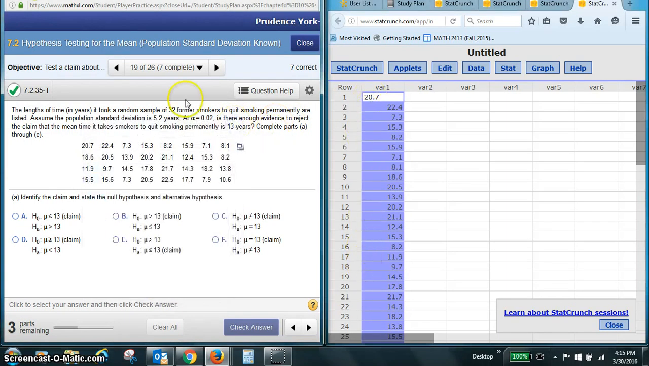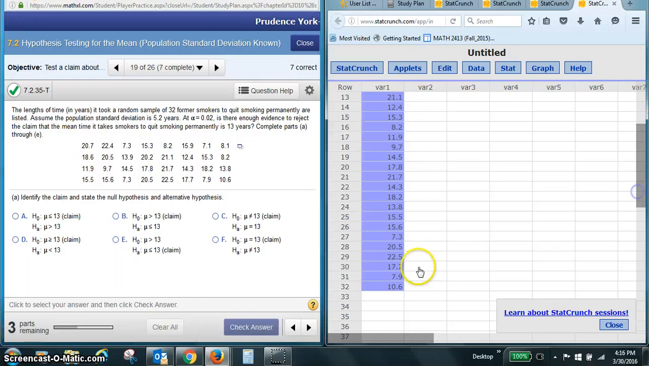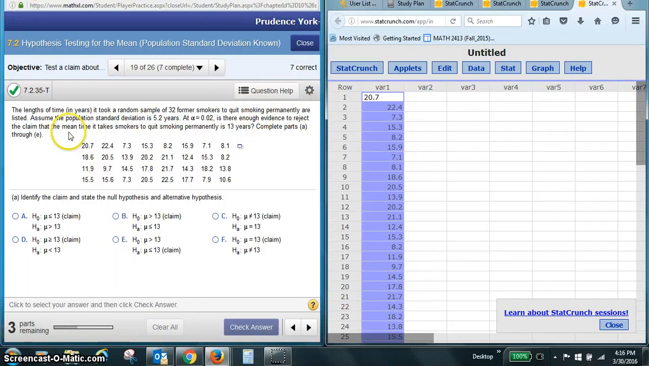Now I have this data. It says the length of time in years it took a random sample of 32 former smokers, so you can see that there are 32 data values, to quit smoking permanently are listed. Assume the population standard deviation is 5.2 years. We'll need that. At alpha equals 0.02, is there enough evidence to reject the claim that the mean time it takes smokers to quit smoking permanently is 13 years?